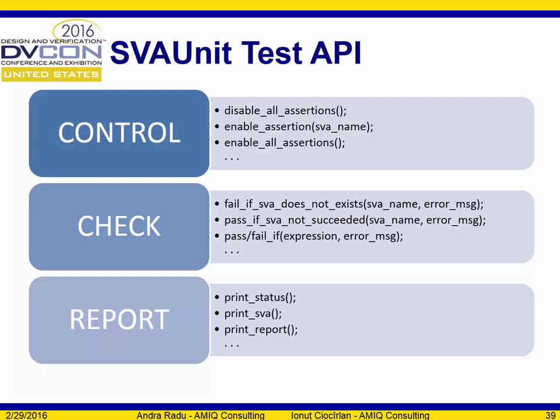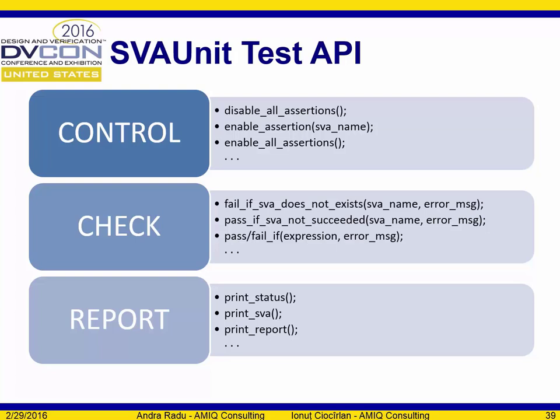One, we have fail if SVA does not exist, which needs the SVA name, the one that we want to check, and you also provide the error message. And as for all other APIs, you can provide as many details as you want in the error message, and this is a recommended practice.